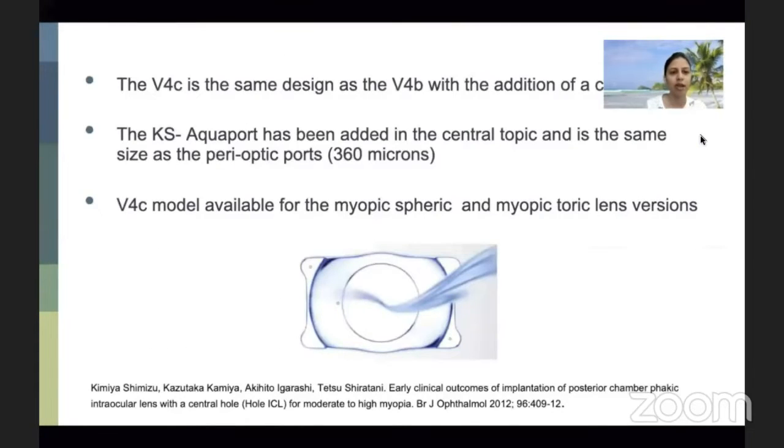Shimizu et al. have developed the latest model, the Visian ICL V4c. This lens includes a 360 micron KS-AquaPORT located in the center of the optic, which is designed to restore a more natural aqueous flow, reducing the incidence of cataract postoperatively and eliminating the need for an iridotomy after implantation.